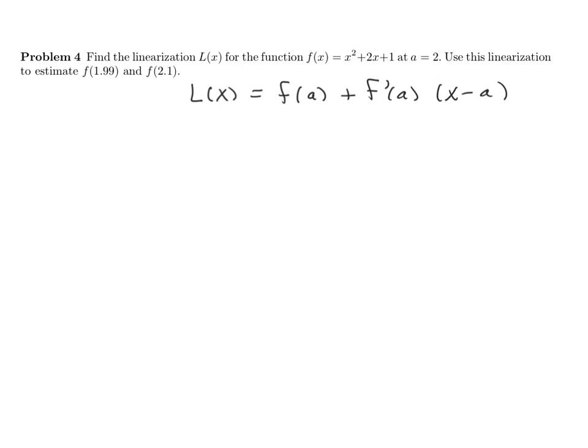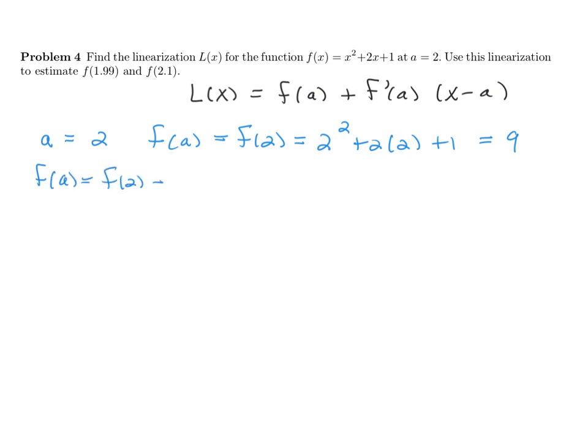So we need to know a, which is 2, the value of the function at 2, which is f of 2, and also the derivative of this function evaluated at 2. So to go through those things, a is equal to 2. F of a is really the same thing as f of 2, which is 2 squared plus 2 times 2 plus 1. That's 4 plus 4, which is 8, plus 1 is 9. So we have a is 2, and f of a, which is f of 2, is 9.